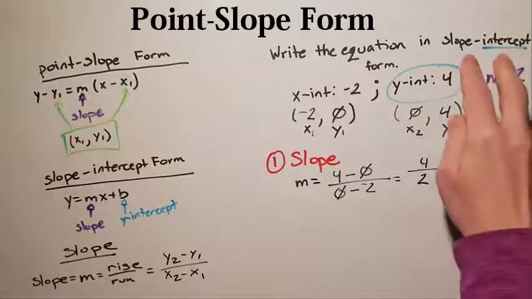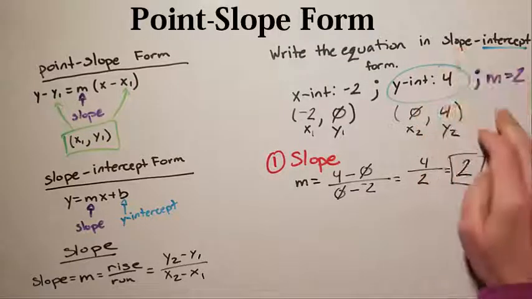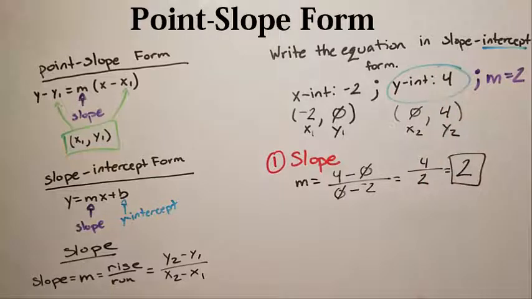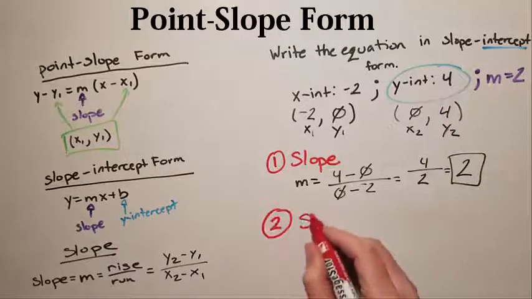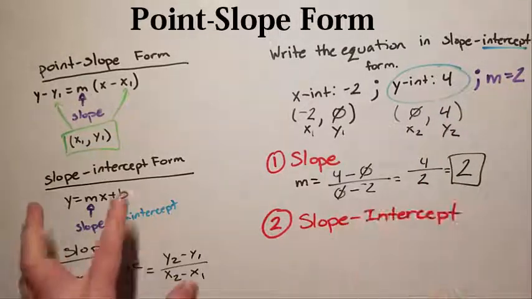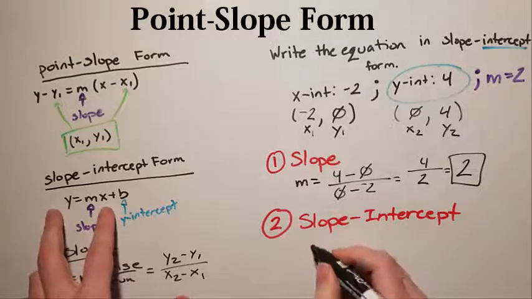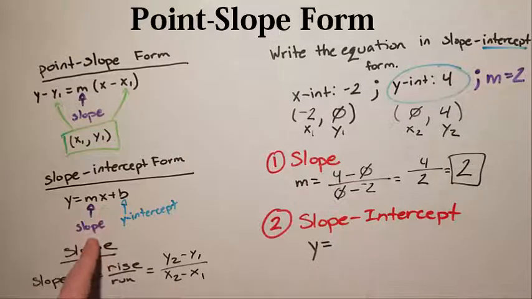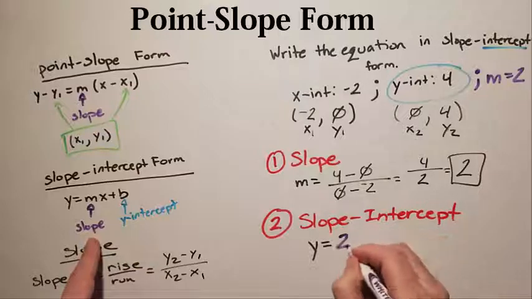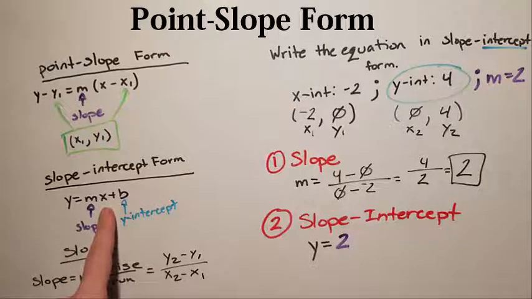Do I have enough information now to go into slope-intercept form? I do. So going straight into slope-intercept form. Slope-intercept form is y equals. So y equals, I need my slope. You found out slope is 2. Slope is always connected to x in slope-intercept form.